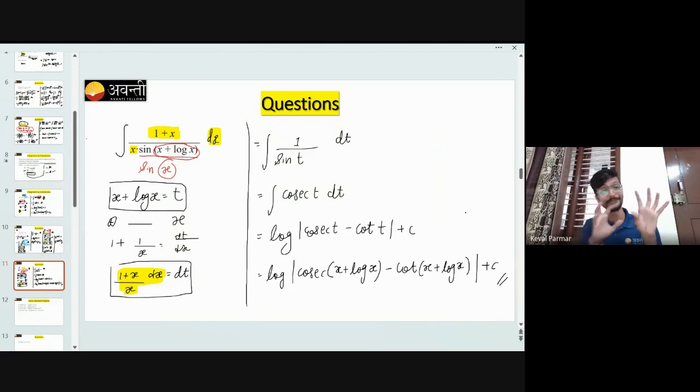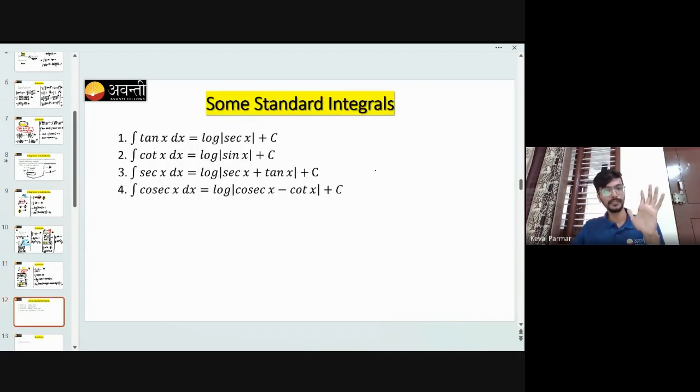The answer looks very bad. Mostly we are happy if we get a good answer, like 1, 2, sin x, cos x and all. But the answer is looking very bad. It's fine. But it is my answer. Got it? Okay. Now, after doing these questions, I hope you are now ready for some standard integrals.